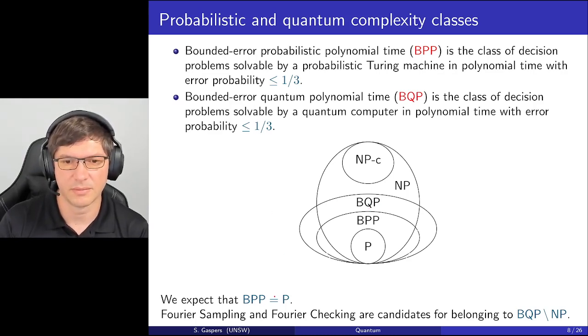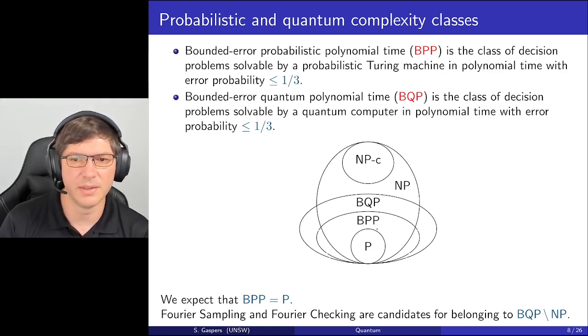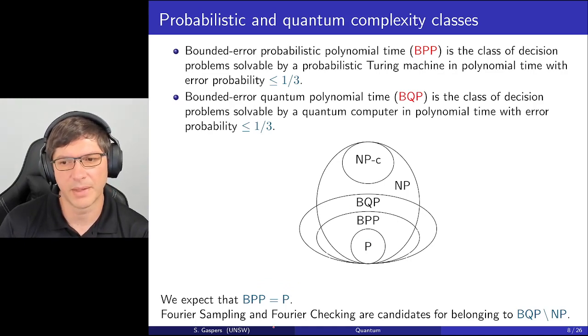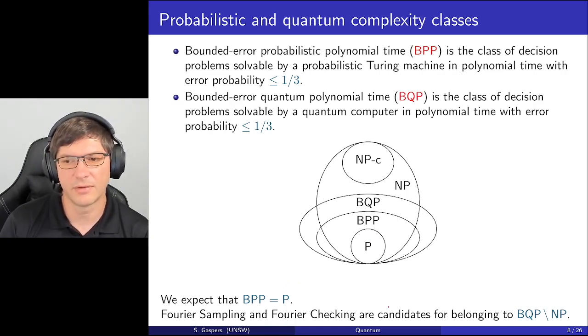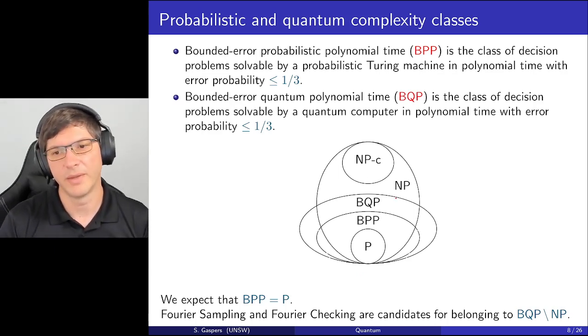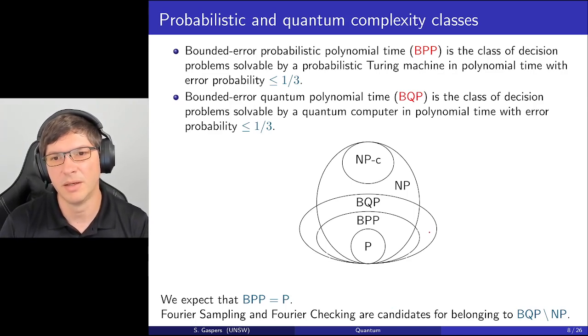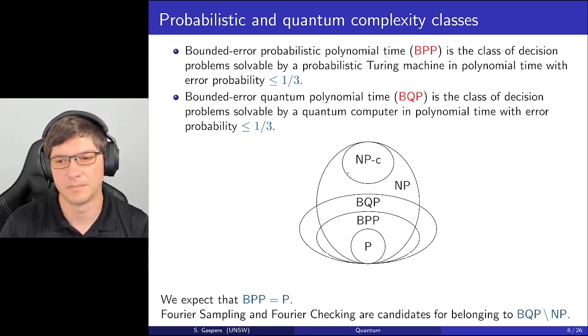We also expect that randomization doesn't add much power beyond P, so we actually expect that BPP is equal to P. But we don't expect that BQP is equal to P as well, and actually there are problems like Fourier sampling and Fourier checking that are candidates for belonging to BQP, but not even being in NP, let alone P. So there could be problems that are in BQP, but not in NP.